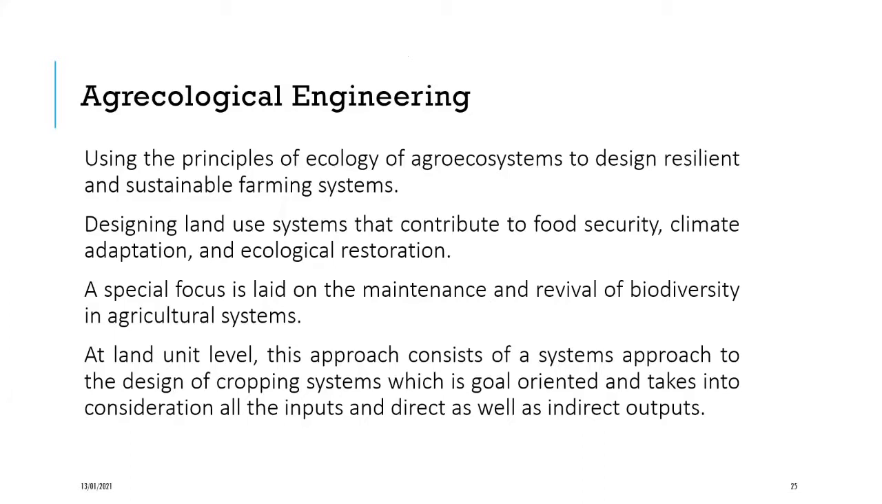We already talked about this. Briefly, as a preface to the next section, agroecological engineering is the use of principles of ecology of agroecosystems to design resilient and sustainable farming systems, which involves designing land use systems that contribute to food security, climate adaptation, and ecological restoration. Here we place special focus on the maintenance and revival of biodiversity through interventions like cover cropping, multi-cropping, or even intercropping. At the single land unit level, it consists of approaches that aim at increasing crop yield, decreasing inputs, and decreasing the dependence of the farm on external inputs.